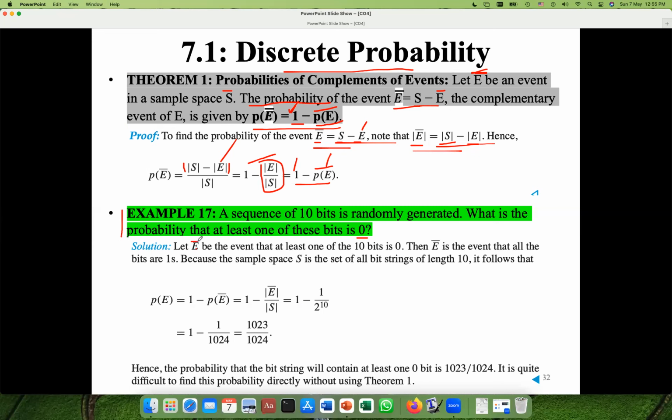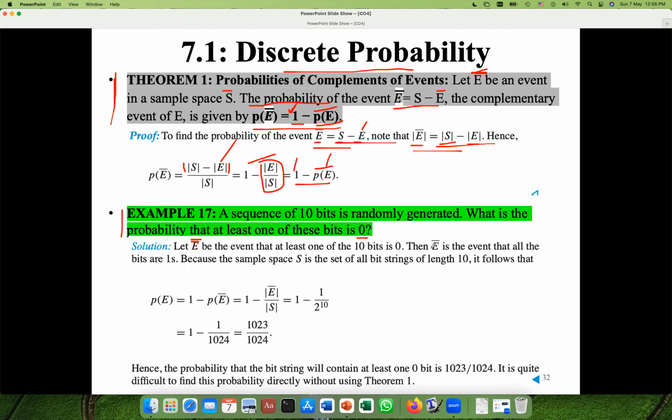So your E is the event that at least one of the 10 bits is zero. We are in the topic of E and E complement. And what is the complement of this E? This theorem will give you the answer to this question easily, otherwise it would be an issue. If you calculate it with the previous approach, single entry, then you have to consider that it can be zero, it can be one, and so on.